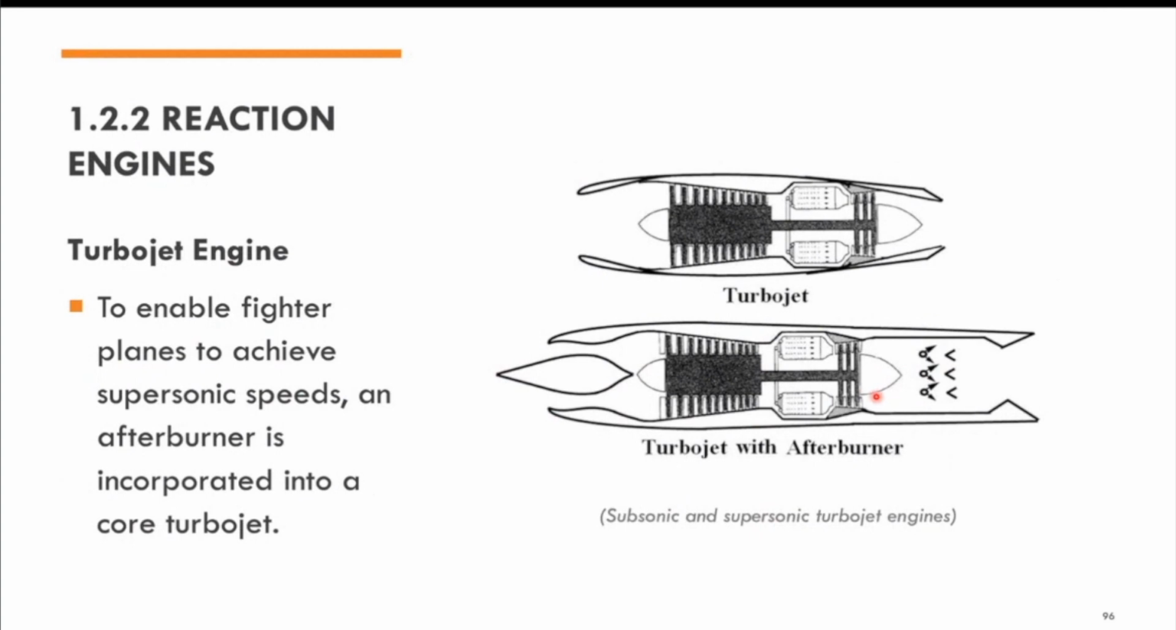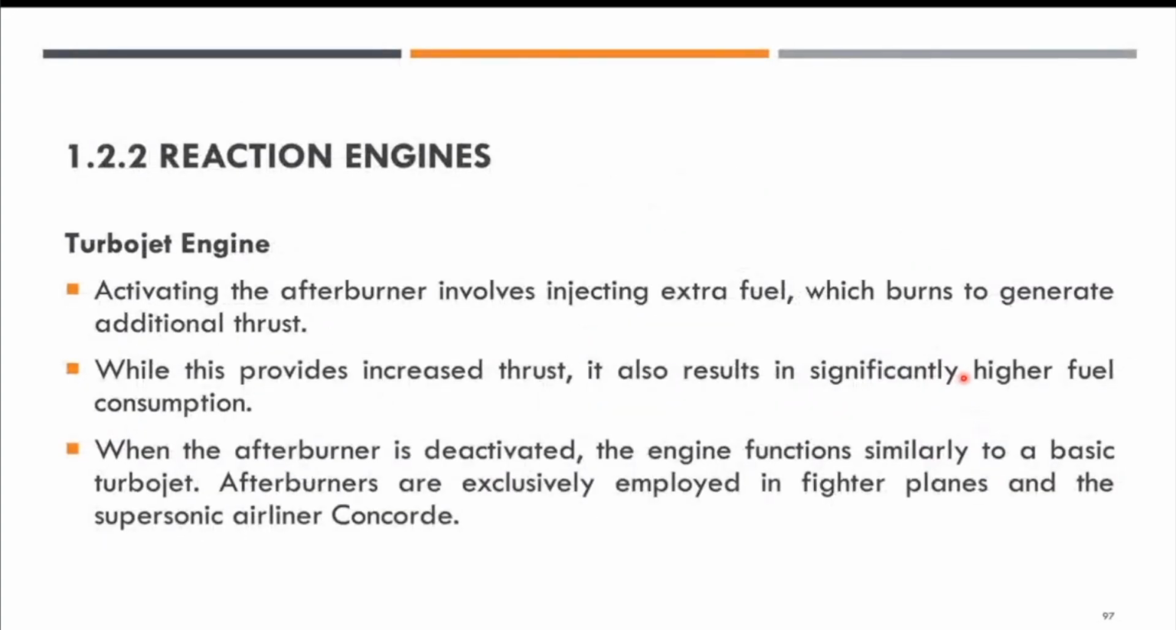Okay, so this is a turbojet with afterburner. What happens is that instead of just a normal turbojet, you then introduce a fuel injector at the duct before it goes to the nozzle. You reburn the hot gases to increase the thrust. Activating the afterburner, injecting extra fuel, generates additional thrust. Okay, this is normally used by fighter aircraft and for supersonic airliners such as Concorde, right?